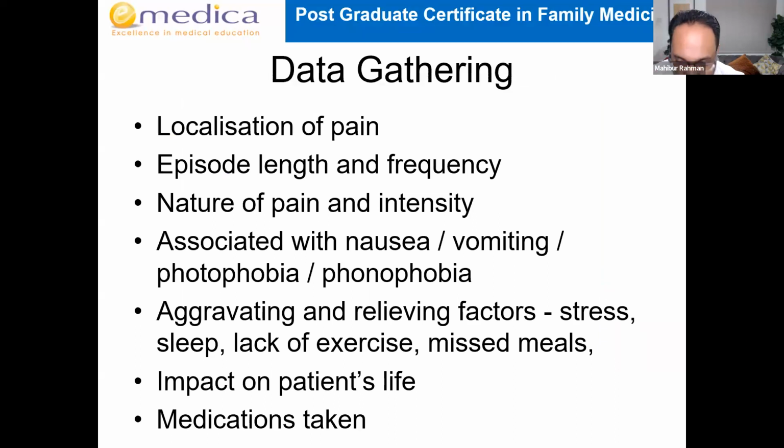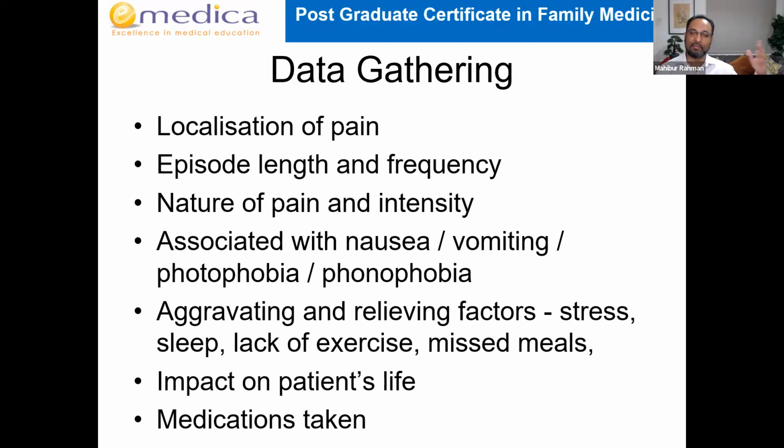So the first thing, in terms of the data gathering, your history and your examination, you want to ask about localization. Is it on one side? Is it on both sides? Is there a specific point where they feel the pain worse? How long does it last? How often do they get attacks? Is this the first time they've ever had it?